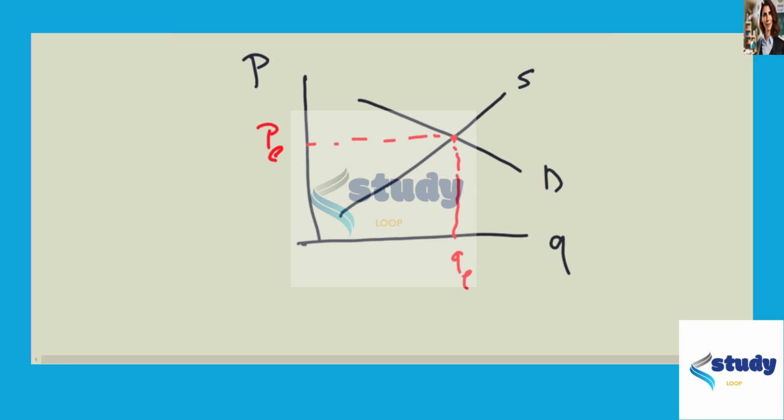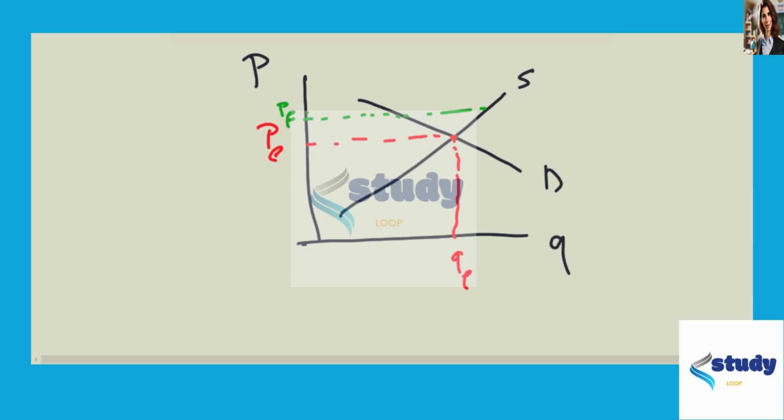But now you have the government coming in and putting a floor for the price, right? If you put the floor below the equilibrium price, that would not be relevant, that would not be effective. So when they put the floor, that means it's above the equilibrium price, right? So this is the price floor above equilibrium price.